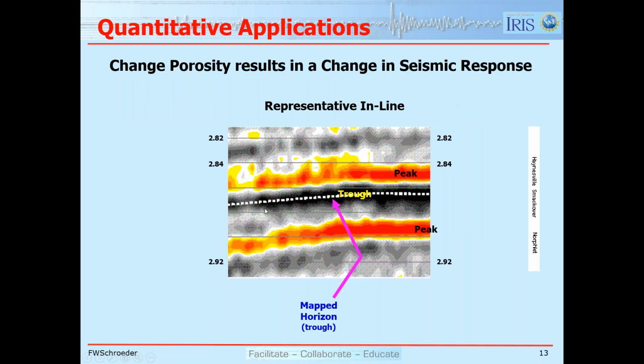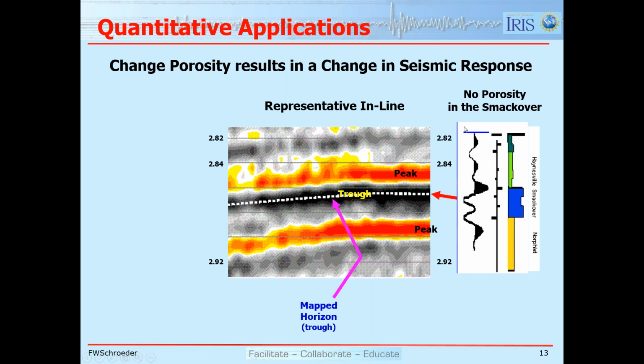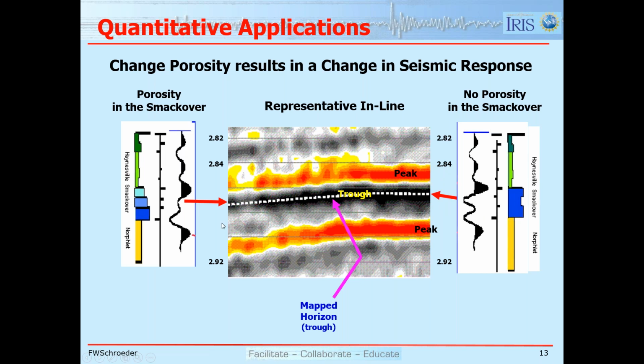So here's a representative inline, and in this particular display the peaks are in the hotter colors, the reds, oranges, yellows. The troughs are in the shades of gray to black. And this dotted white line is the horizon that was mapped to correspond to the top of the Smackover. So on the right side, we have a well where the top of the Smackover was tight, no porosity. On the left, we have a well in this position. We see reduced impedance at the top of the Smackover, and you can see this trough has a different shape.